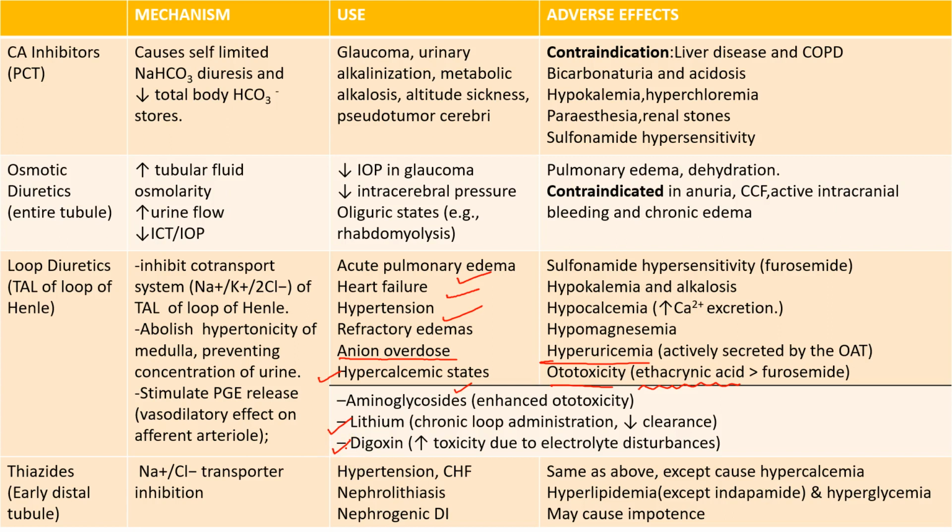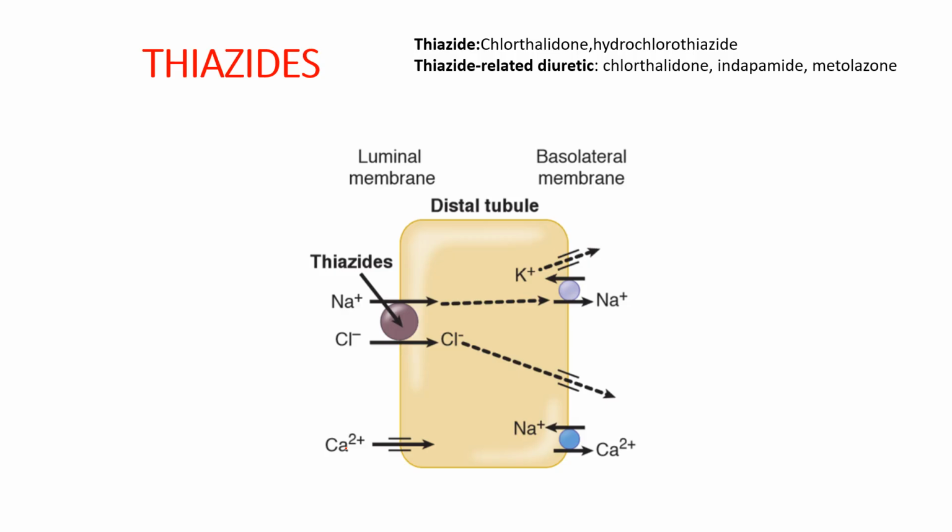Thiazides act at the level of early distal tubule where they inhibit sodium chloride co-transporter. Thiazide examples include hydrochlorothiazide, and thiazide related diuretics, that is chlorthalidone, indapamide and metolazone. At the level of the early distal tubule, Na plus and Cl minus co-transporter helps in the reabsorption of these electrolytes. The Na plus enters the blood via the Na plus K plus ATPase. K plus channel helps in K plus reabsorption, and chloride is reabsorbed by its own channel.